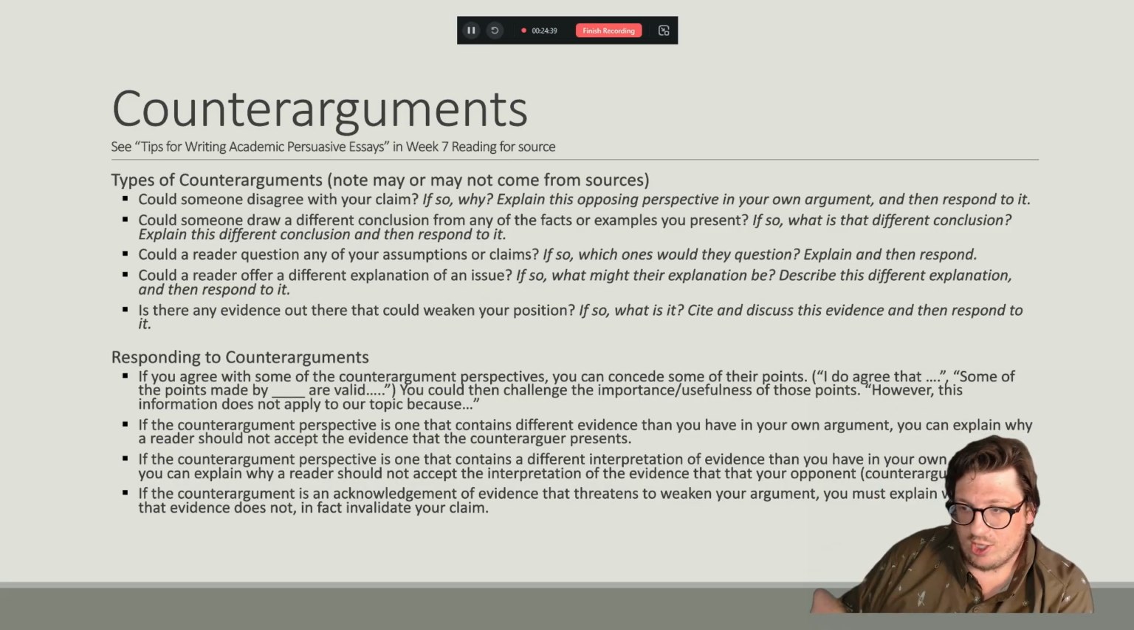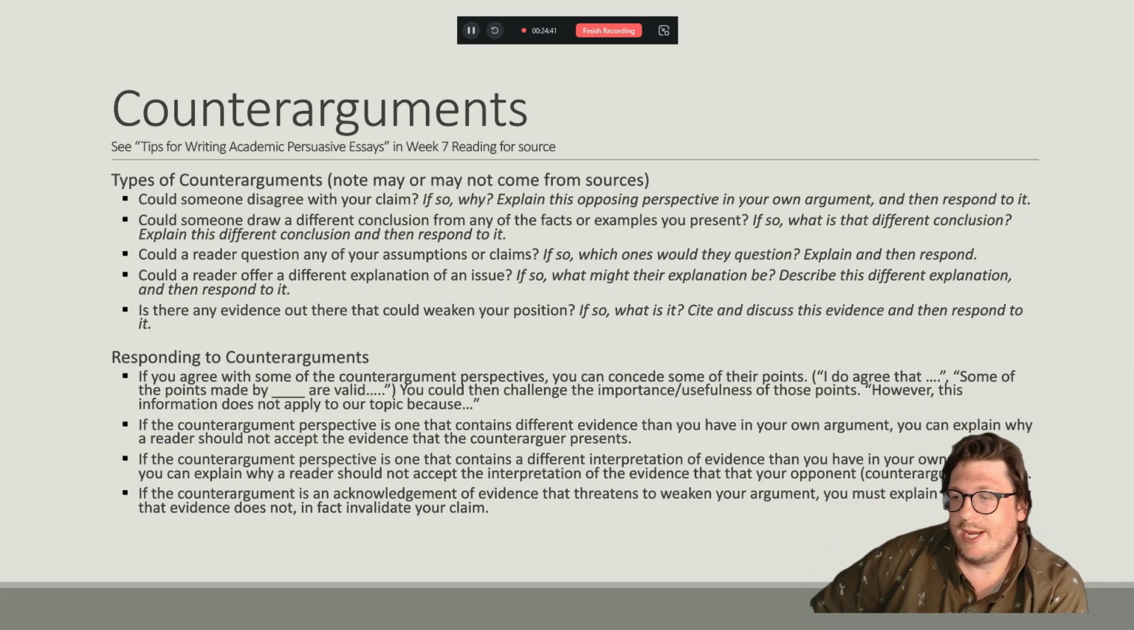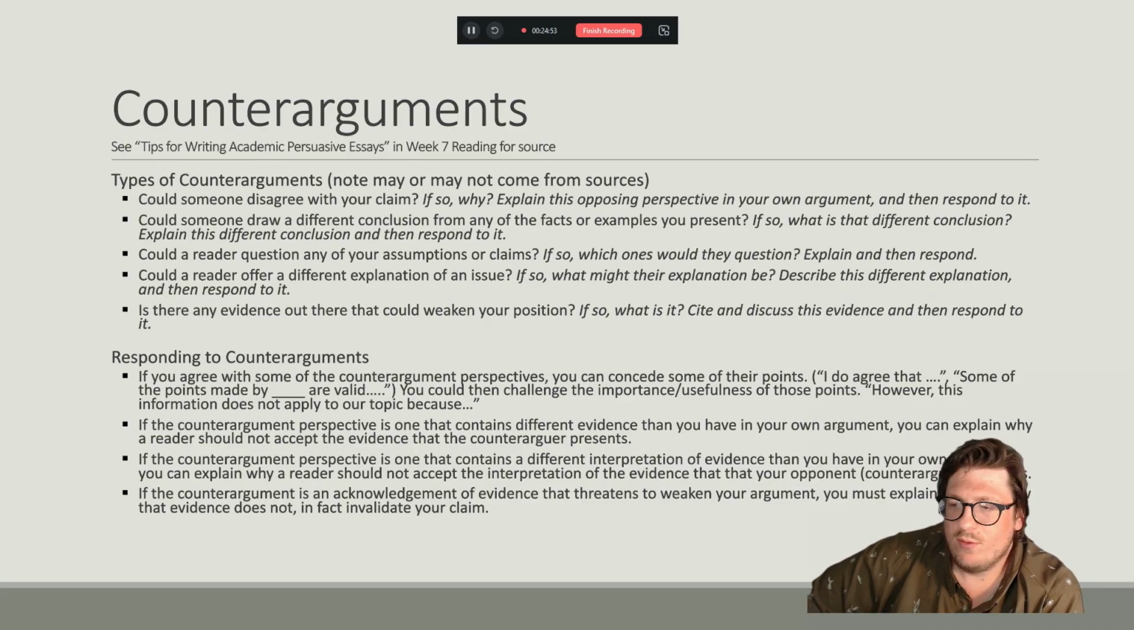So counter arguments. Again, see tips for writing academic persuasive essays. There's some resources in that module, in module 7. So there are a few types of counter arguments.